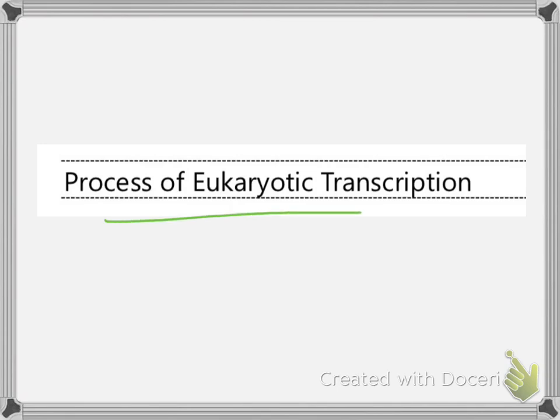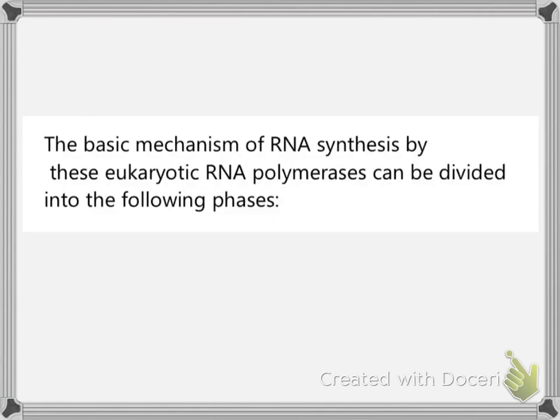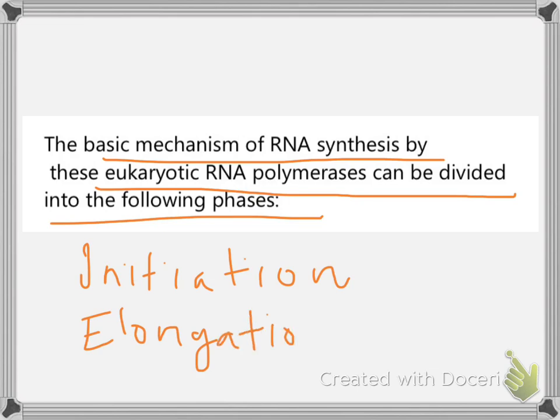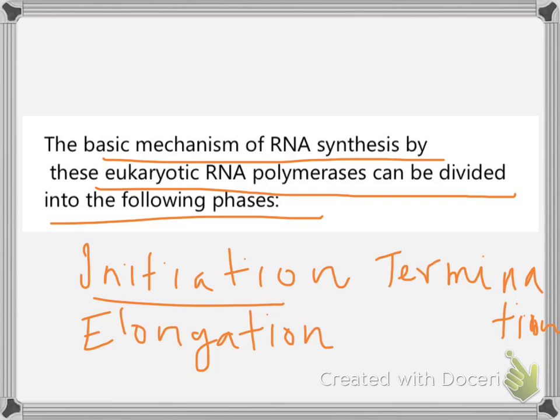Next is the process of eukaryotic transcription. What are the processes inside the transcription? The basic mechanism of RNA synthesis by eukaryotic RNA polymerase can be divided into the following phases: initiation, elongation, and termination. There are 3 different steps in eukaryotic transcription. They are initiation, elongation, and termination.